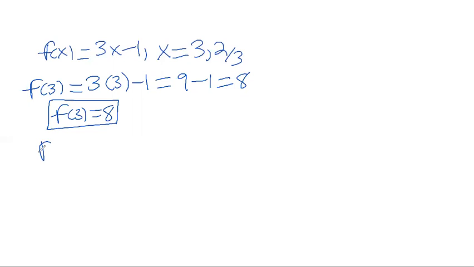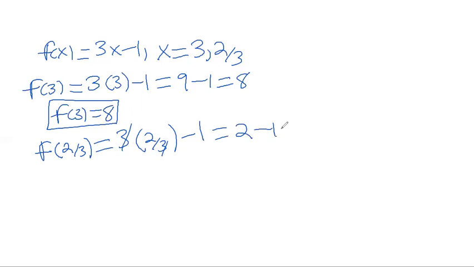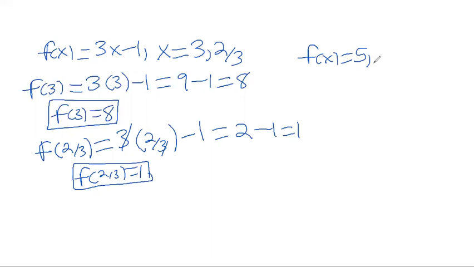And now, if I want to do it for f of 2/3, I plug in 2/3 for every x, so 3 times 2/3, minus 1. Well, 3 times 2/3 is 2, because these divide out. Take away 1 is 1. So f of 2/3 equals 1.